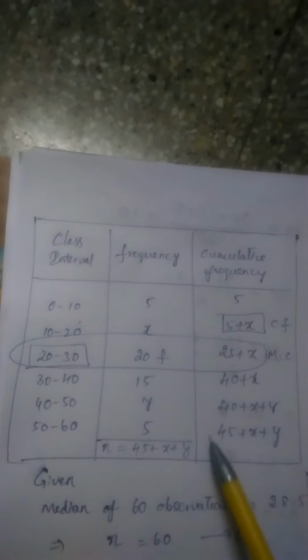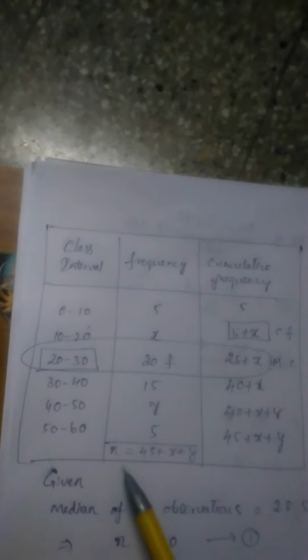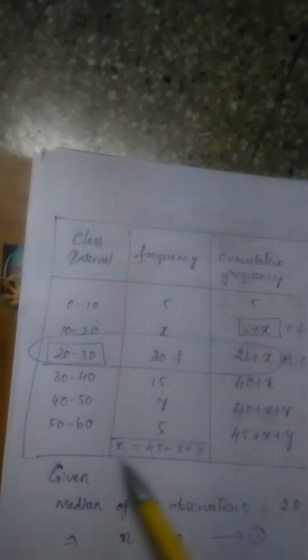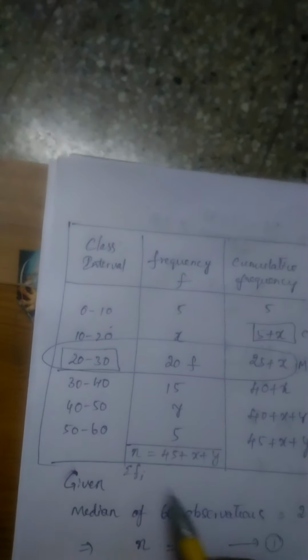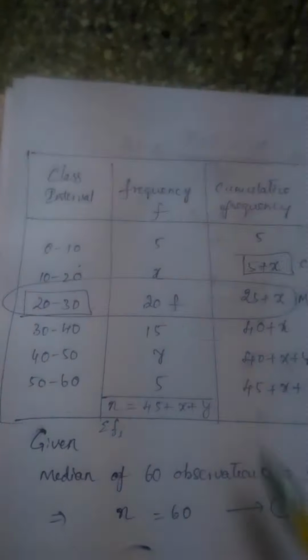This is the final total frequency of the given data. That means the sum of all these frequencies gives n equal to 45 plus x plus y. N is nothing but sigma fi. So sigma fi equal to 45 plus x plus y. Now we have to find out the values of x and y.